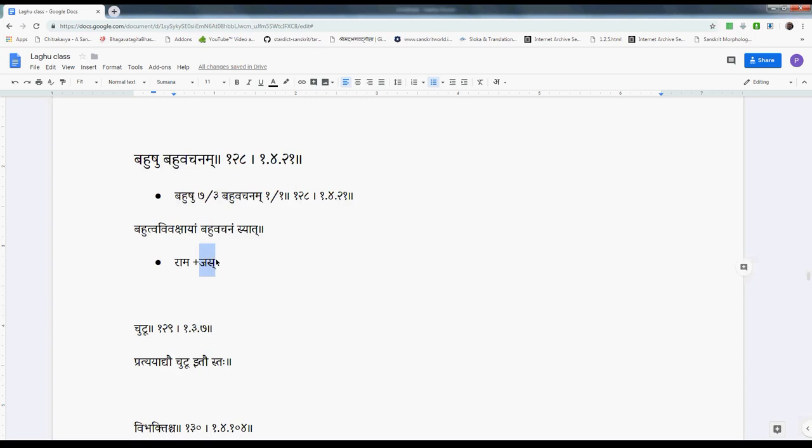Now what happens to this Jas, which is the it letter here? So he introduces the sutra Chutu. Chutu is a dual, Chakara and Tavarga. So he says Pratyadau Chutu Itau Stah. So you go to 137.